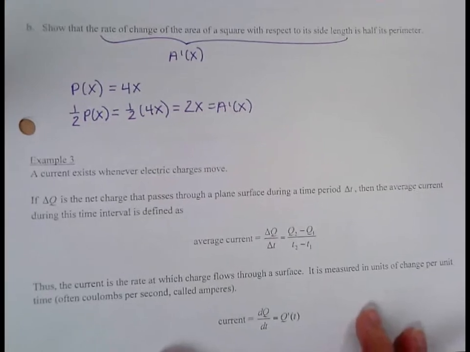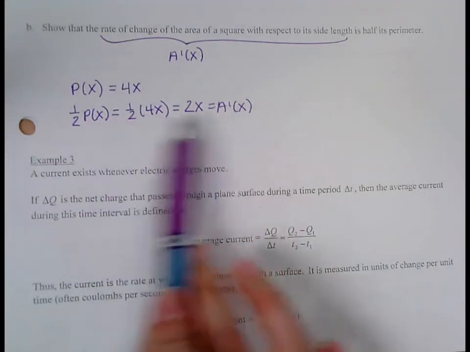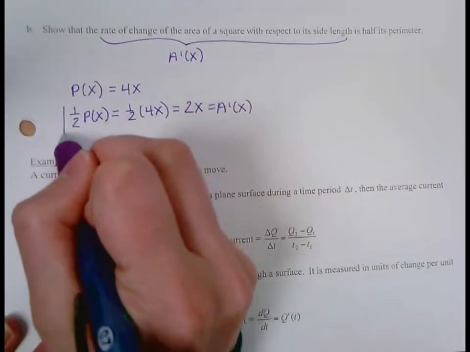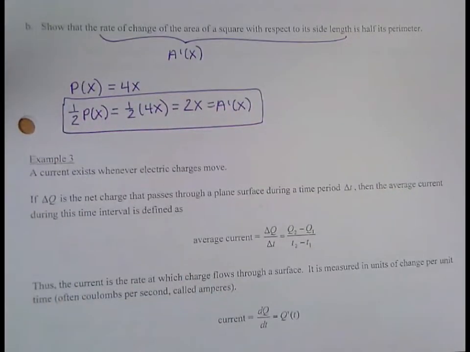To show that it's half the perimeter, you're showing that half of the perimeter and the rate of change of the area that you just found are both equal to the same thing. They're both equal to 2x.